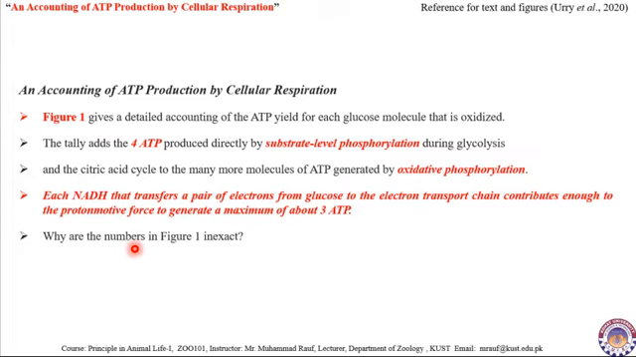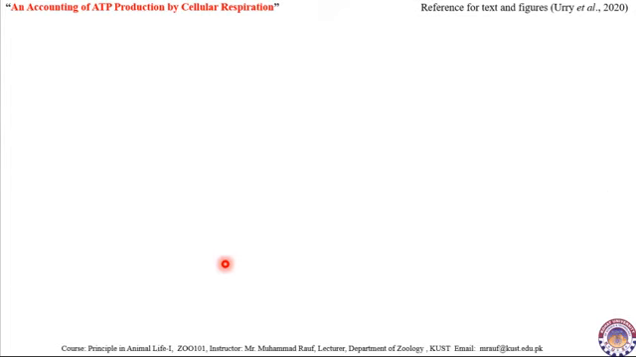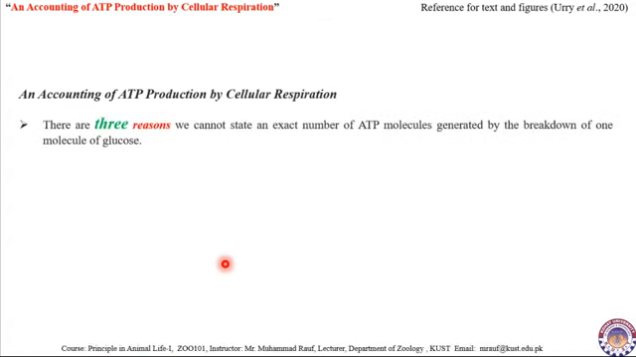Now, why are the numbers in figure 1 inexact? In the last slide you saw that the values given were 26 to 28 or 30 to 32. So why are these figures not exact? There are some reasons for that. There are 3 reasons we cannot state any exact number of ATP molecules generated by the breakdown of one molecule of glucose. So we cannot put up an exact figure for the number of ATP molecules synthesized after the complete oxidation of a glucose molecule. There are 3 major reasons for that.